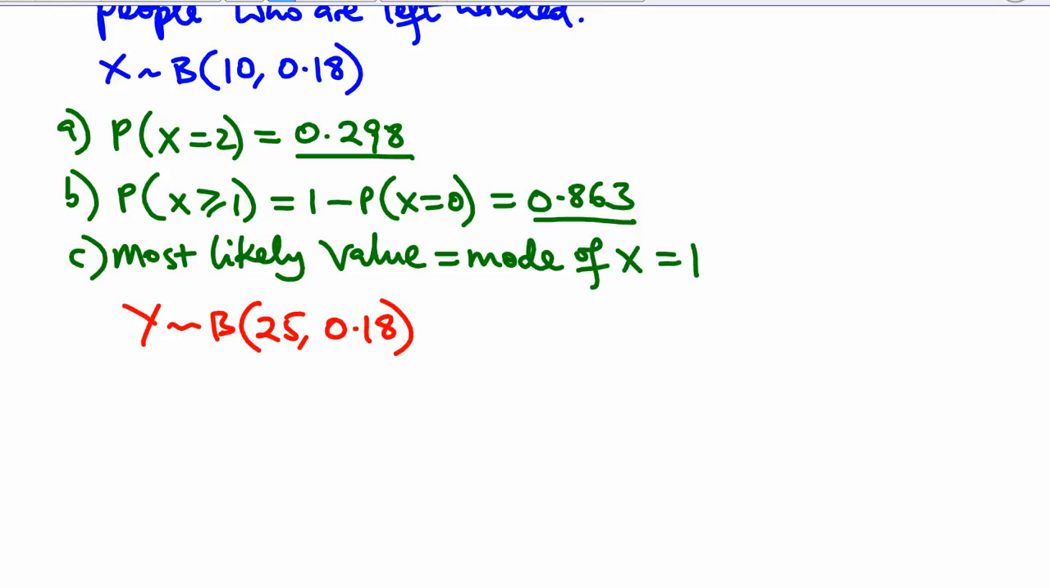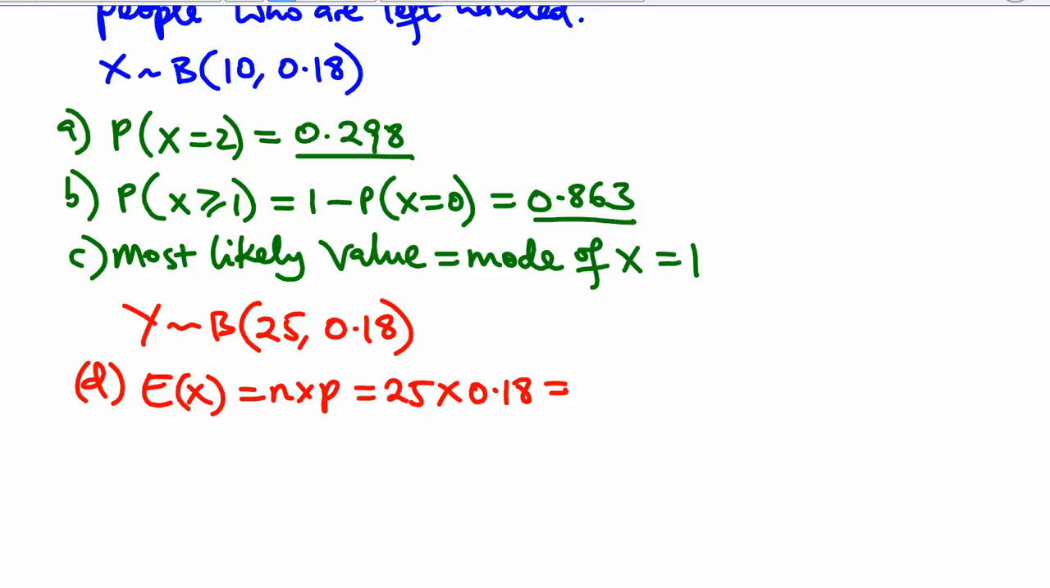So now, this is for D, they're asking us to find the expected number of left-handed people in the sample. So the expected value is n multiplied by p, which is 25 multiplied by 0.18. If you work that out, we'll get 4.5 as our answer. I'm going to move on to E.